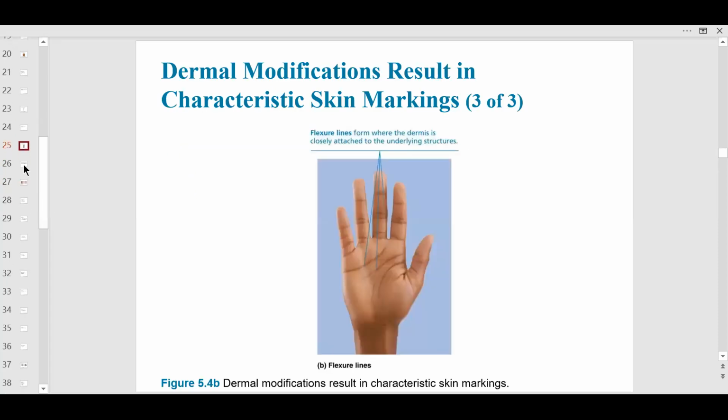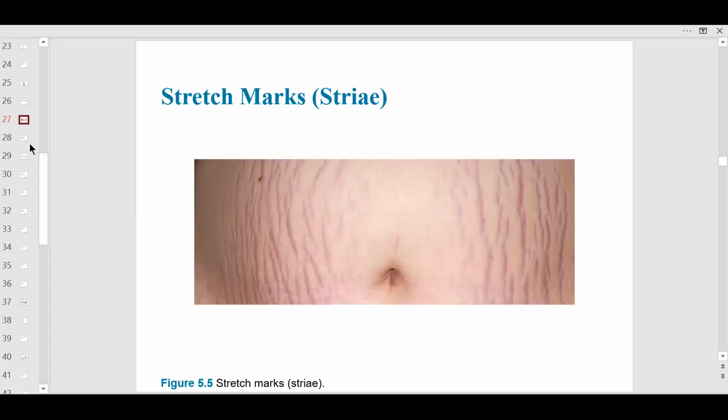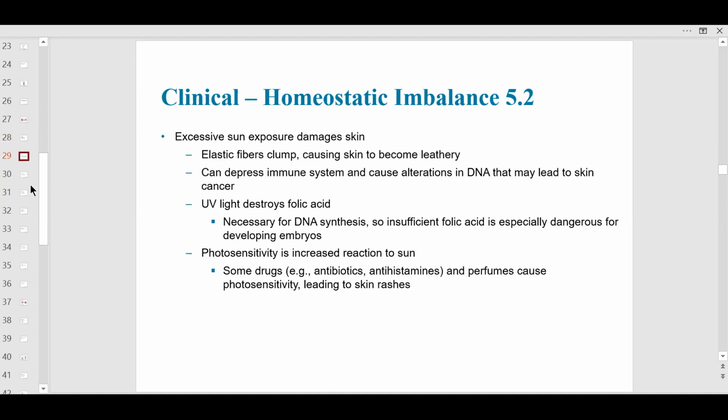More dermal markings. I want to go down to burns, stretch marks. I'm not going to ask you about stretch marks. Skin color, we mentioned pigment, and melanin, the eumelanin, which is the brown melanin. So the more melanin you have, the darker your skin will be. The less melanin you have, the lighter your skin will be in color. So that's really all you need to know about that. Damaging, of course, UV light destroys the skin. You don't have to know about the folic acid, but it changes the DNA synthesis, which can cause cancer.